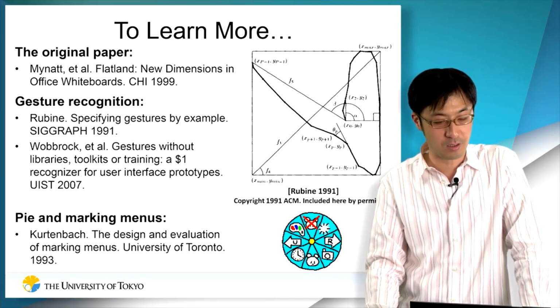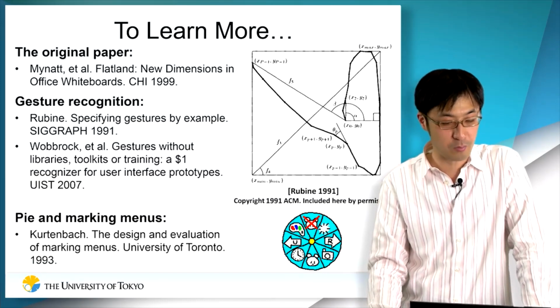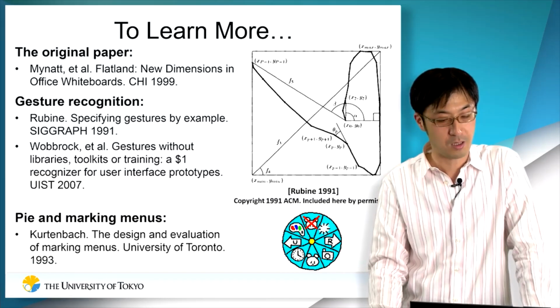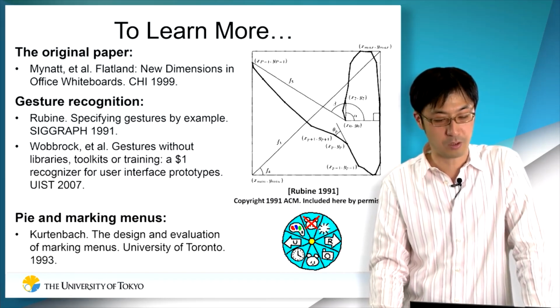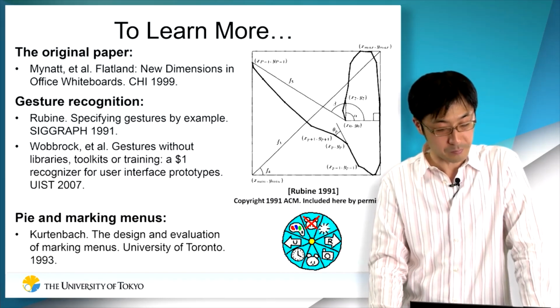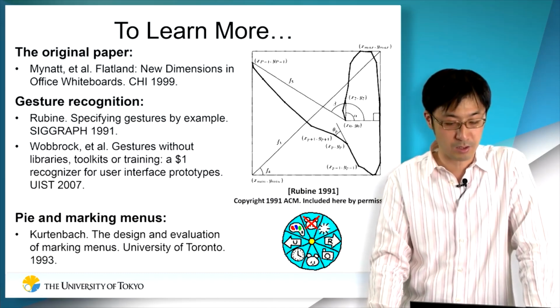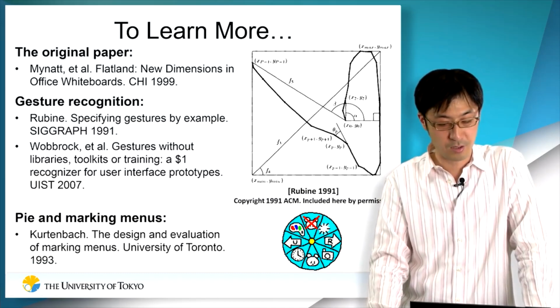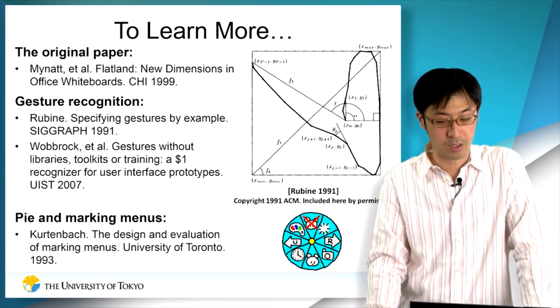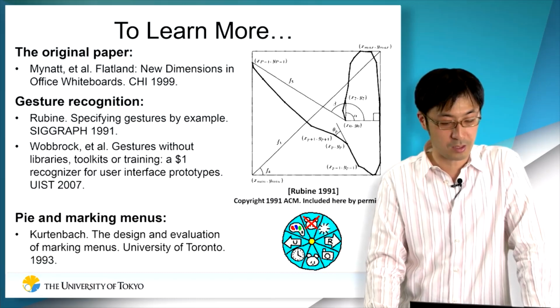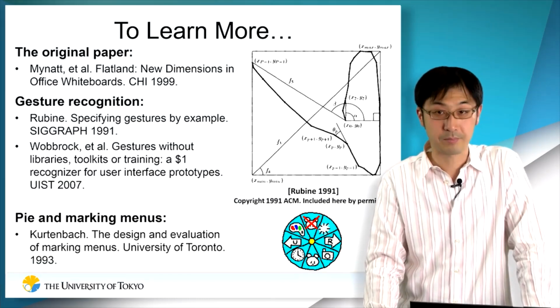And one example of a recent one is Gestures Without Libraries, Toolkits or Training: A $1 Recognizer for User Interface Prototypes. And also, I showed pie menu and marking menu here. This is an interesting widget popular in pen computing. And I also recommend you take a look into this literature. Thank you.